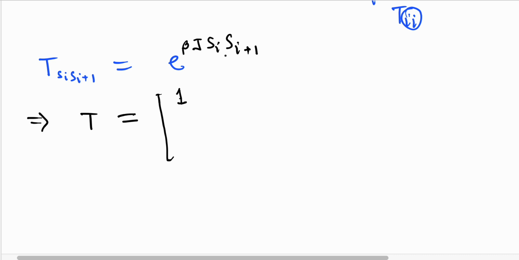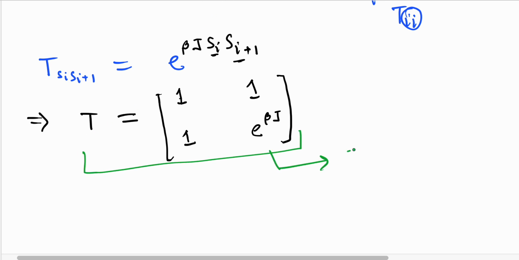If we put s_i = 0 and s_{i+1} = 0, it becomes 1. Similarly here also it will become 1, and the last element, where s_i and s_{i+1} are both 1, it will become e to the power beta J. This will be our transfer matrix.